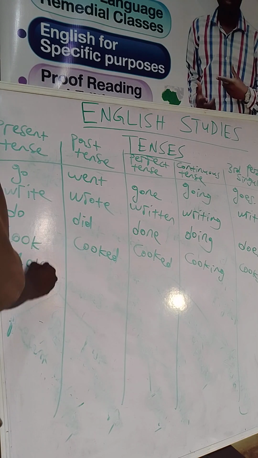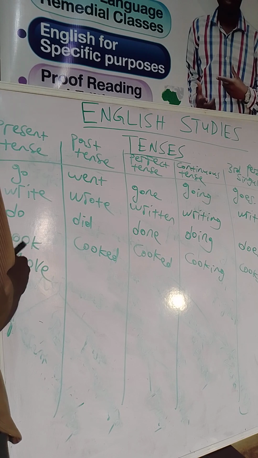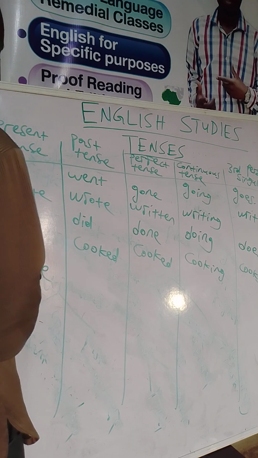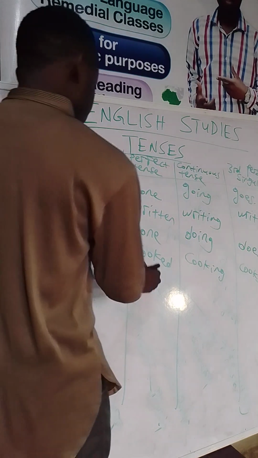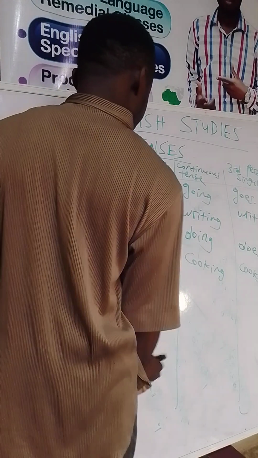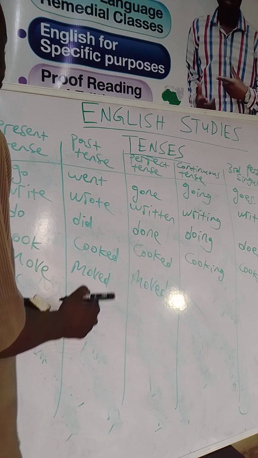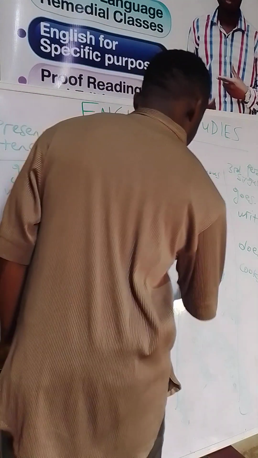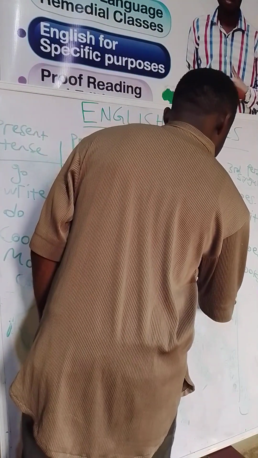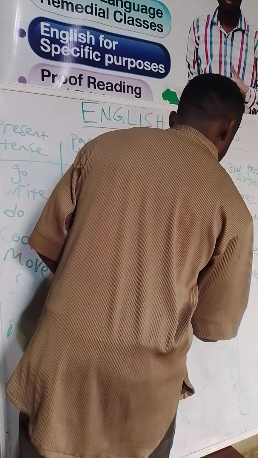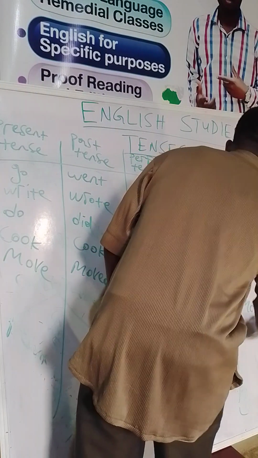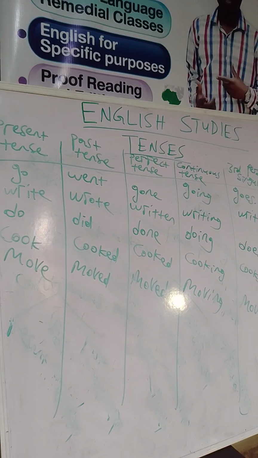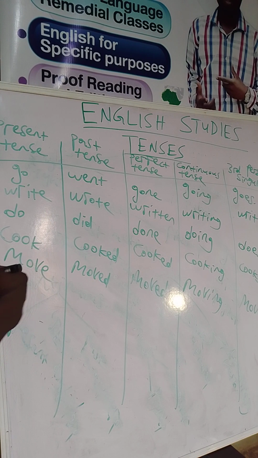Move, I move, we move to Lagos every morning. He moved to Lagos last year. They have moved to Lagos already. When it is perfect tense, you combine it with the has, have, had. He is moving to Lagos already. Then he moves to Lagos every day. He moves to Lagos always.